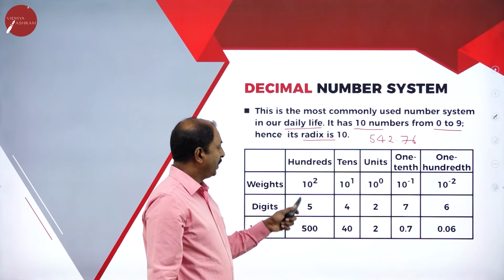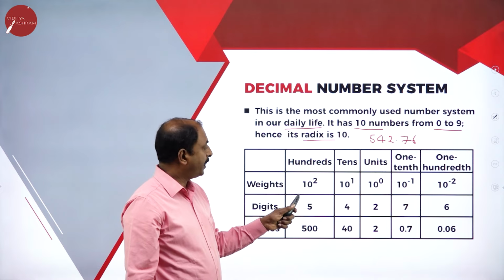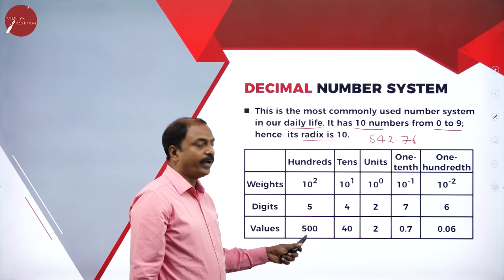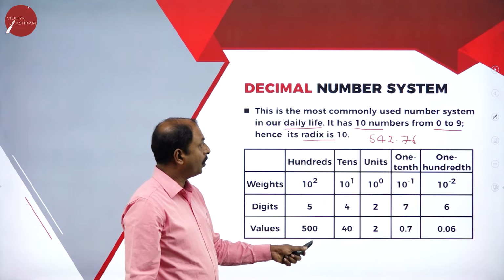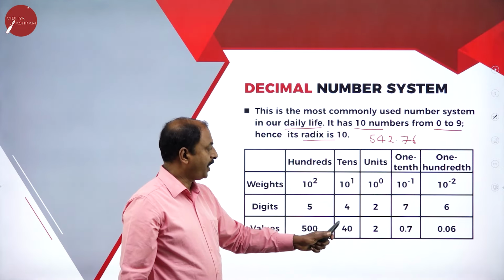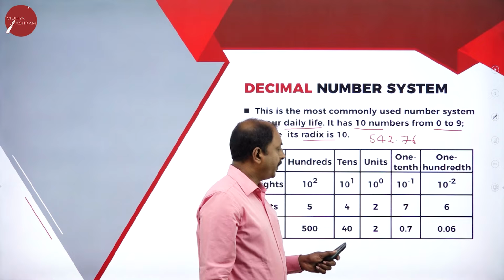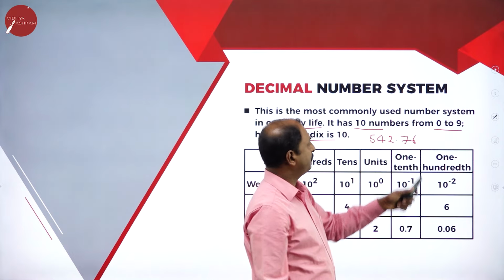So here 5, 10 squared is 100 and here 5 into 100 is 500. So this is the positional value of 5. Similarly 40 and 2.